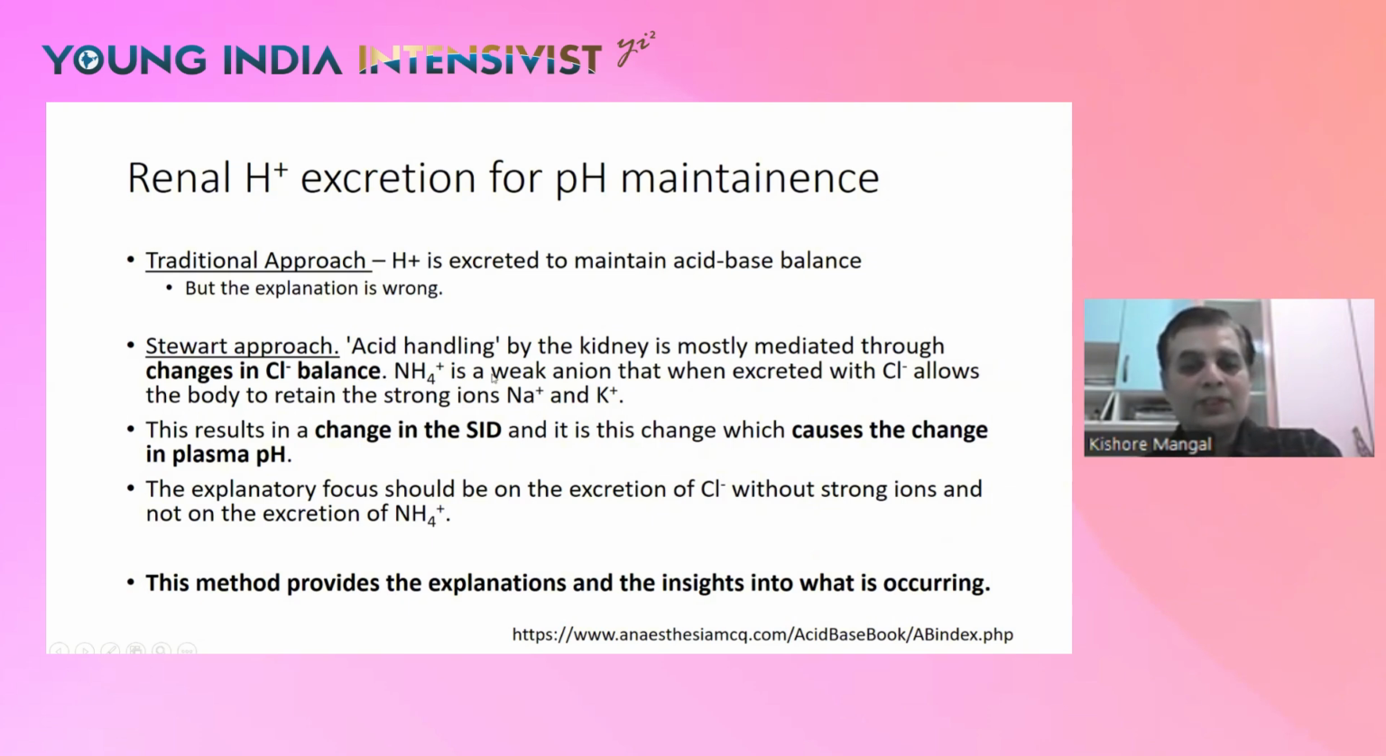Because ammonium is a weak cation and chloride is a strong anion, and since chloride is excreted, that allows the body to retain strong ions, which are sodium and potassium, and this strong ion cation increase and anion decrease results in a change in the strong ion difference, which causes the change in the plasma pH. So here the baseline is that the excretion of chloride without strong ions results in changes in the pH and improvement of the acidosis by the kidney.